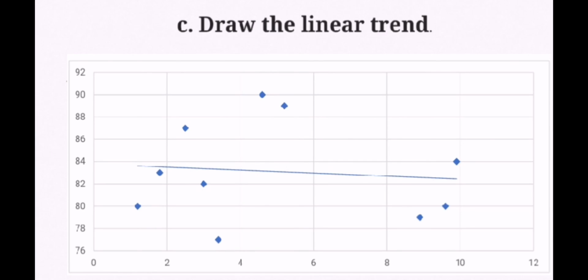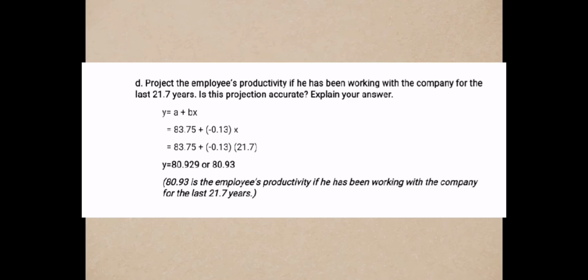For the a equals summation of y minus b times summation of x divided by n. 831 minus negative 0.13 times 50.01 divided by 10 is equal to 83.75. Letter C. Draw the linear trend. Letter D. Project the employee's productivity if he has been working with the company for the last 21.7 years. Is this projection accurate? Explain your answer.